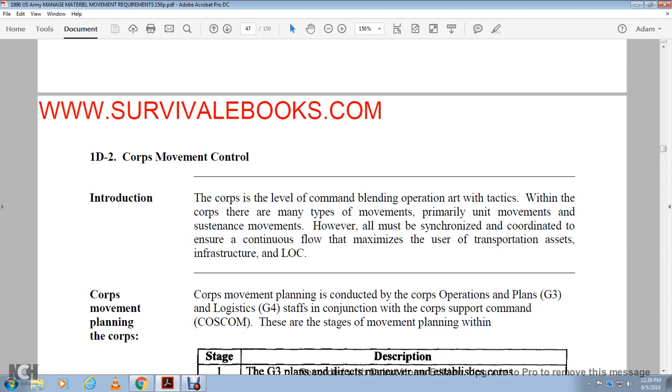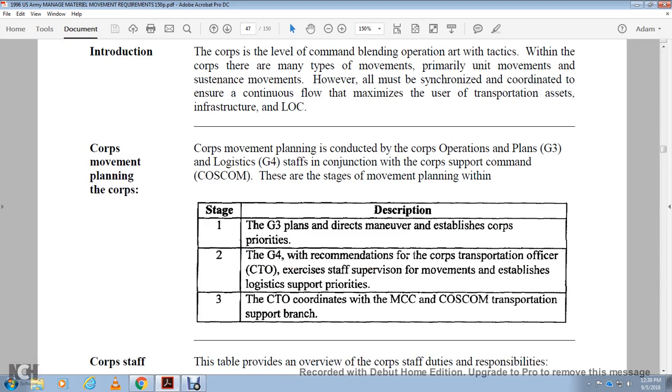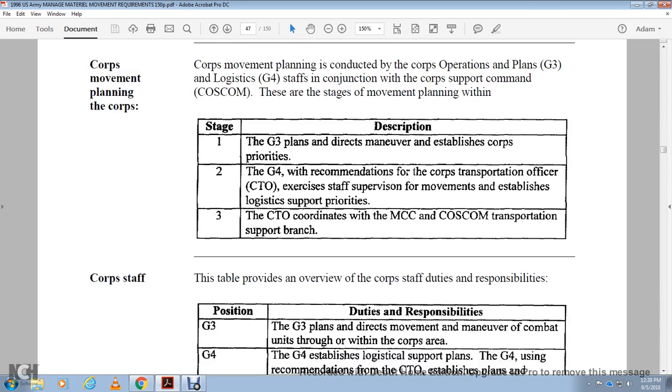G3 and logistics G4 staff, in conjunction with the corps support command and the stage of the movement plan. The G3 plans the direct movement of maneuvers to establish the corps priorities. The G4 recommends to the corps transportation officer, who exercises staff supervision for the movement to establish logistic support commodity priorities. The corps transportation officer coordinates with the MCC and the corps support command transportation support branch.